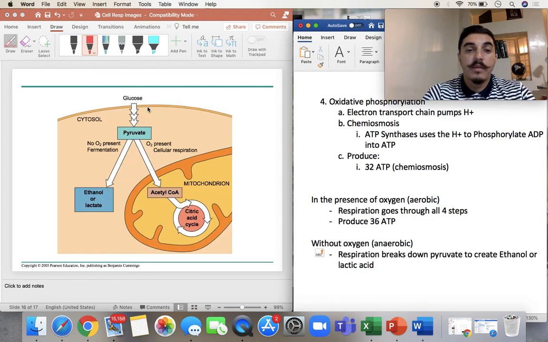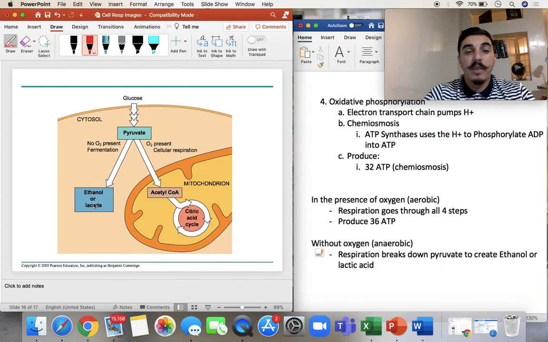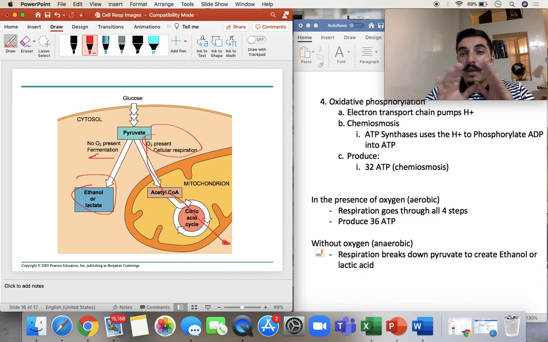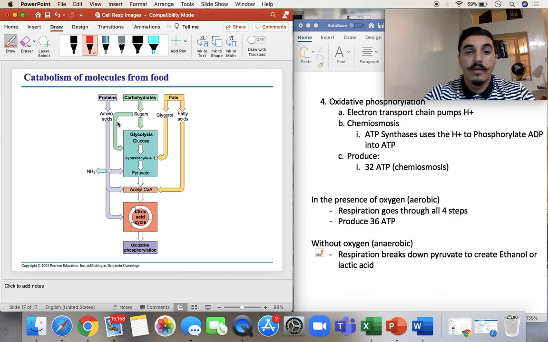Here it is. It's as simple as that. Just glucose comes in, the pyruvate, no oxygen, through fermentation, you make this on the left. So no oxygen, fermentation. Oxygen present, keep going through acetyl-CoA, citric acid cycle, and make some energy through oxidative phosphorylation. So it's just a path that our cells take. Crazy, right?